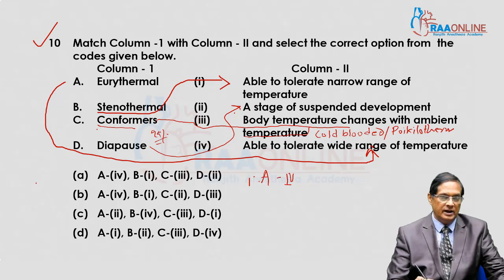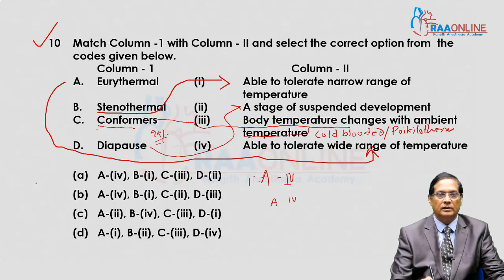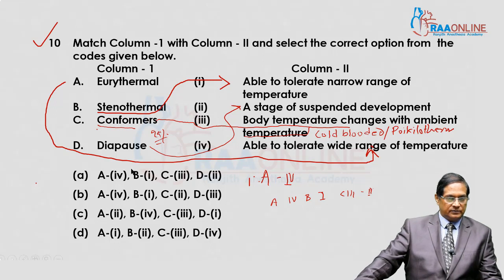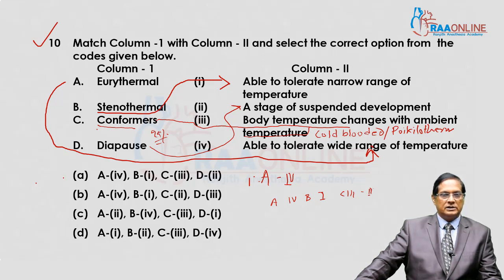So now come to the match: A with 4, B with 1, conformer with C, C with third, and D with the 2. Check that: 4, 1, 3, 2. From 4, 1, only the first two options are there. That's why C and D should be rejected. And 4, 1, 3, 2 is the correct one. So the answer is A.